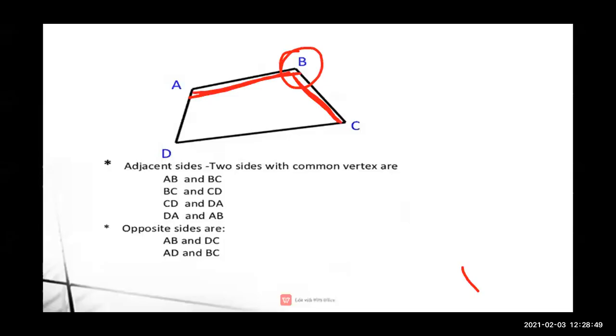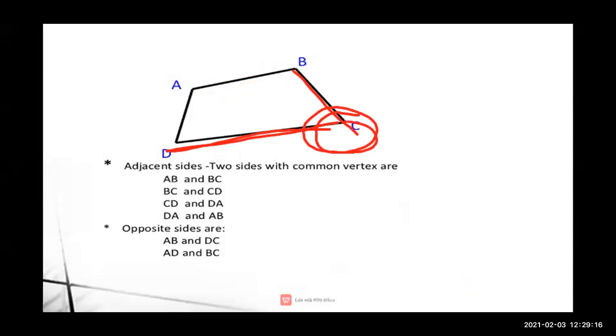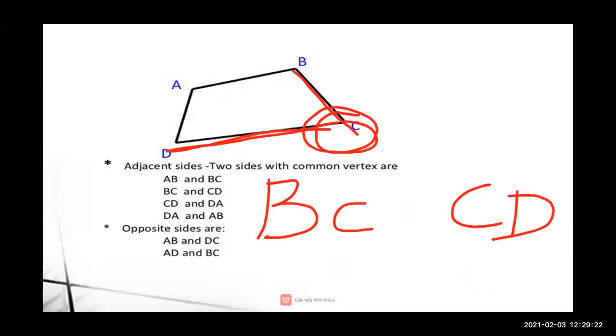So there will also be a common B. Now next I have written BC. My next adjacent is CD. BC, CD. Which is common? C is common. See, BC, CD. कॉमन क्या है? इसमें भी C है, इसमें भी C है. So that is our common vertex.